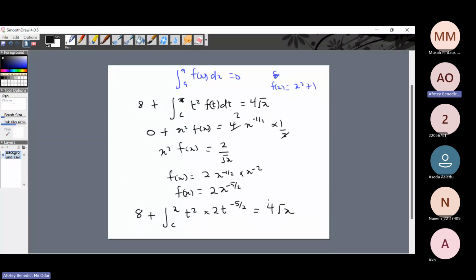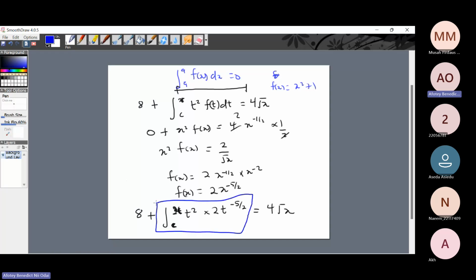Now please take note of this. We are integrating from a particular number c to a variable x. So c can be, let's say, 2 to x. Now from this, we can just pick this part out.